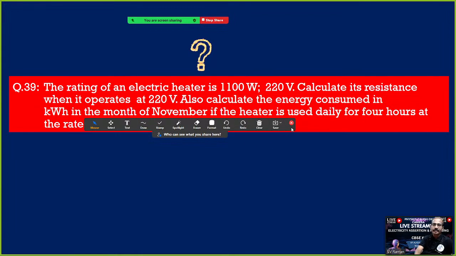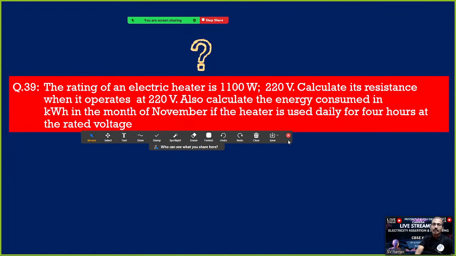question. The rating of an electric heater is 1100 watt, 220 volts. Calculate the resistance when it operates at 220 volts. Also calculate the energy consumed in kilowatt hours in the month of November if the heater is used daily for 4 hours at the rated voltage. So how to answer this? The rating of the electric heater is 1100 watt. So the given data, power P is equal to 1100 watt, voltage 220 volts.